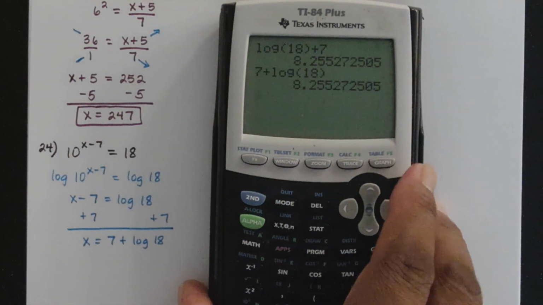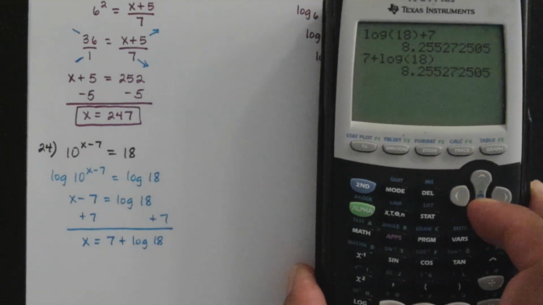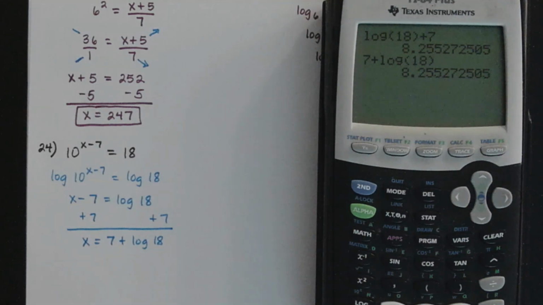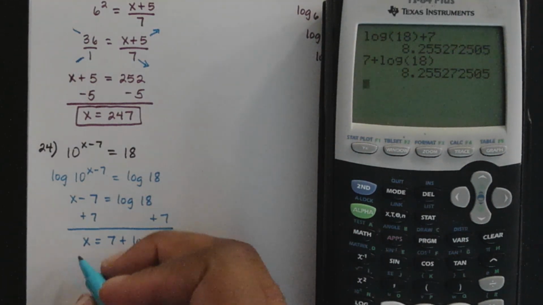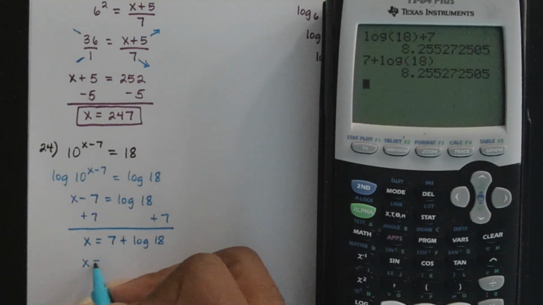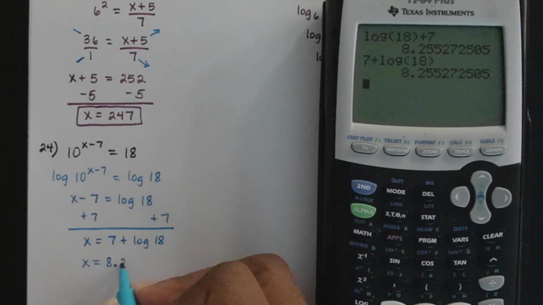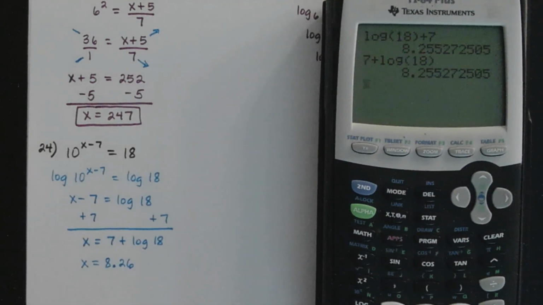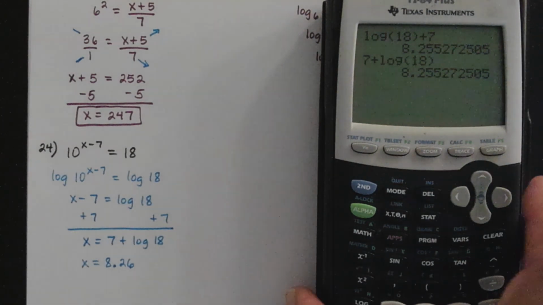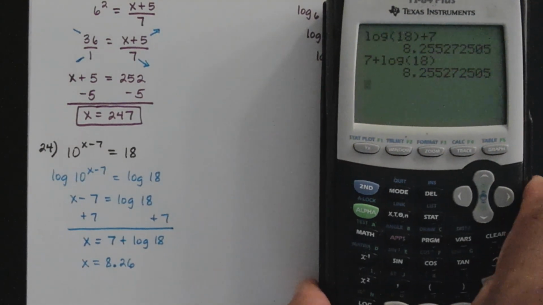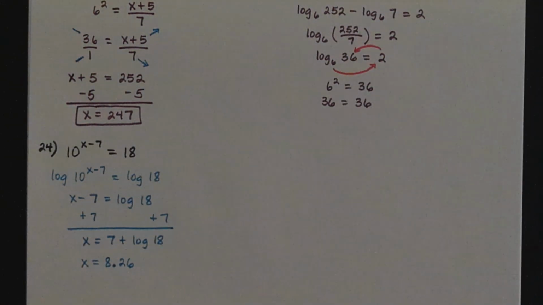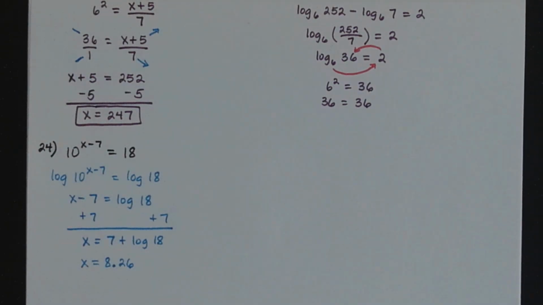Now the 2 decimal places to the nearest hundredth, that would be approximately 8.26. So x will be approximately 8.26. Okay. Are there any questions about problem number 24?